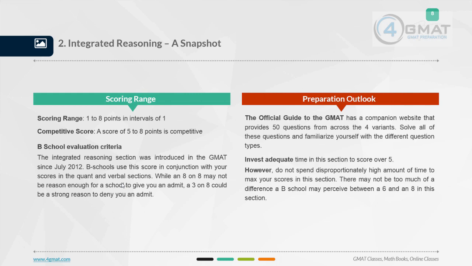So the preparation outlook is, if you buy the Official Guide to the GMAT, it comes with a companion website, and the website has about 50 questions which are officially provided by the GMAT. Solve all of those 50. I think that's adequate preparation for this section. 6 to 8 is a great score in this. 3 and below are not good scores. So keep your head above water.